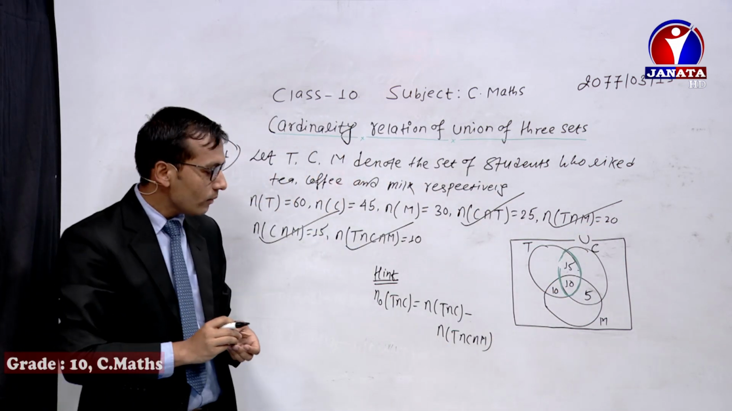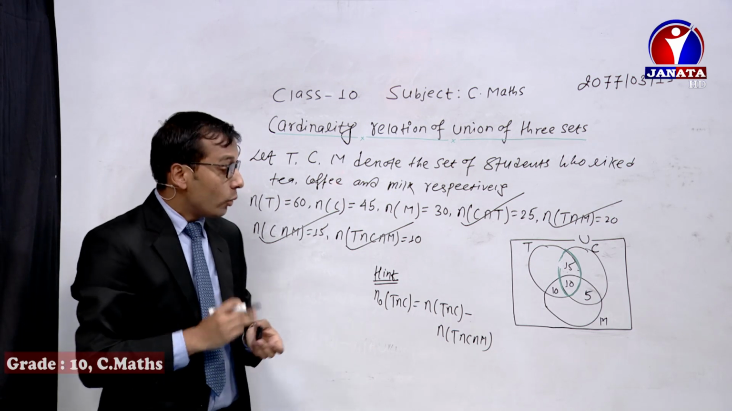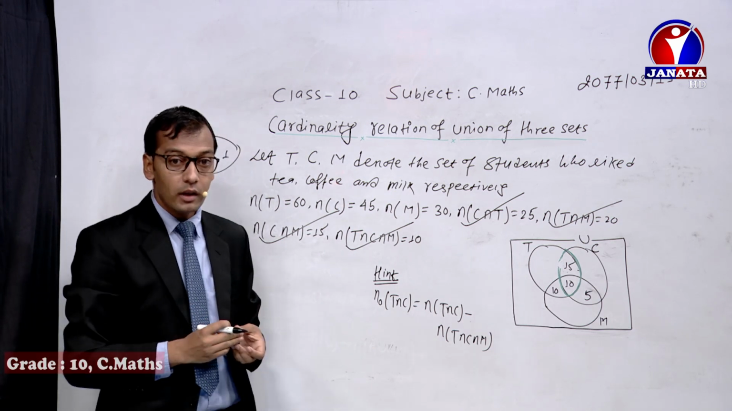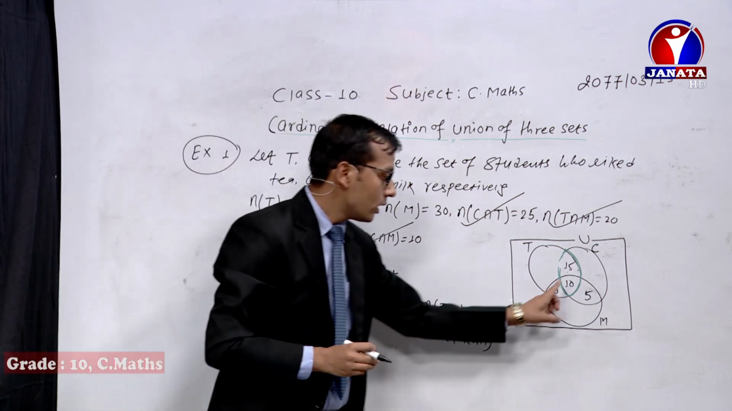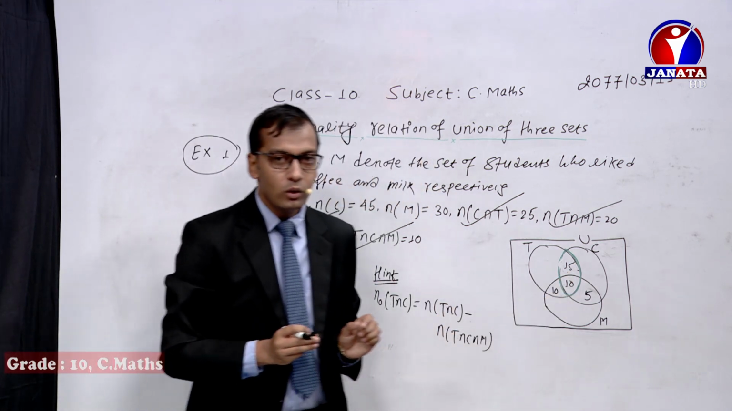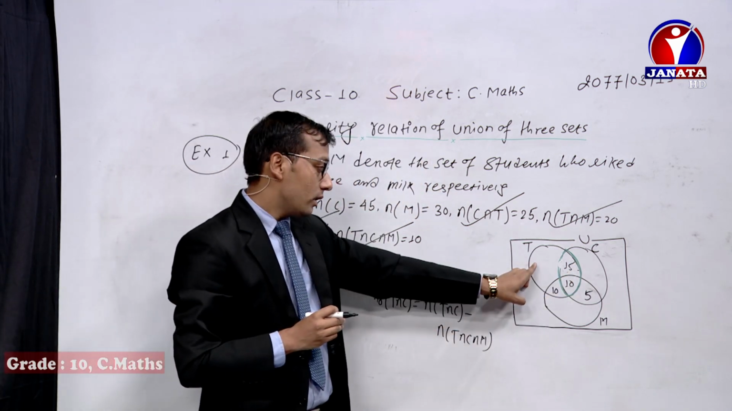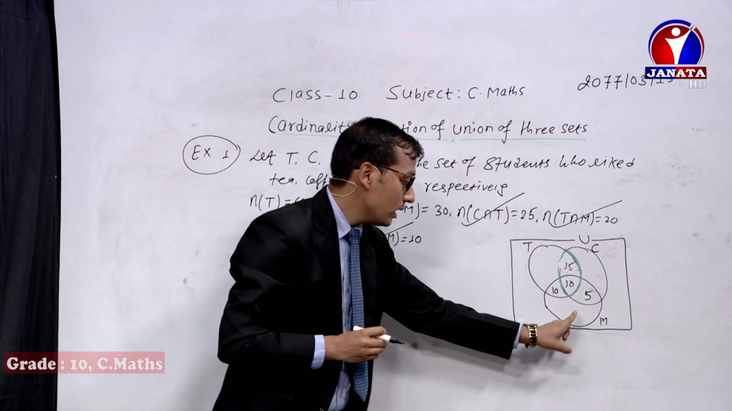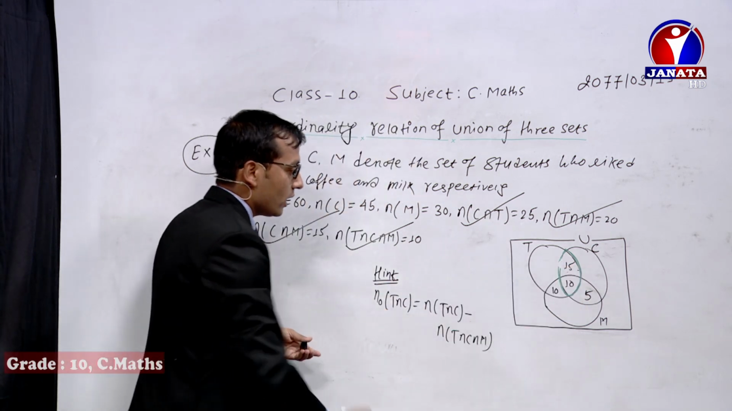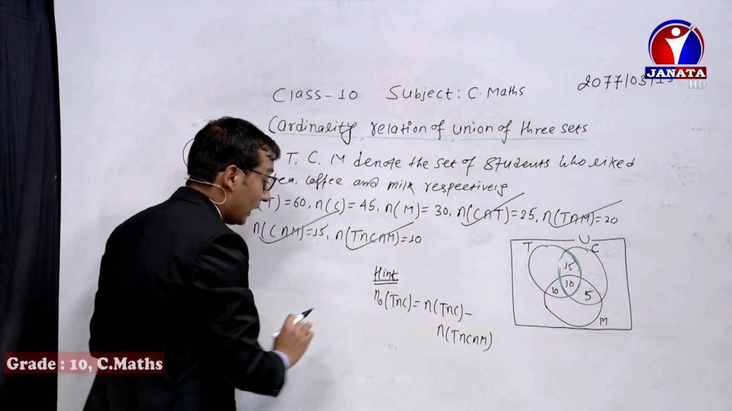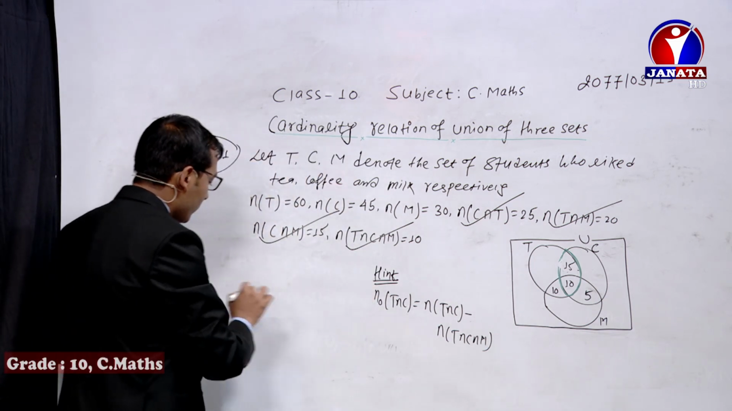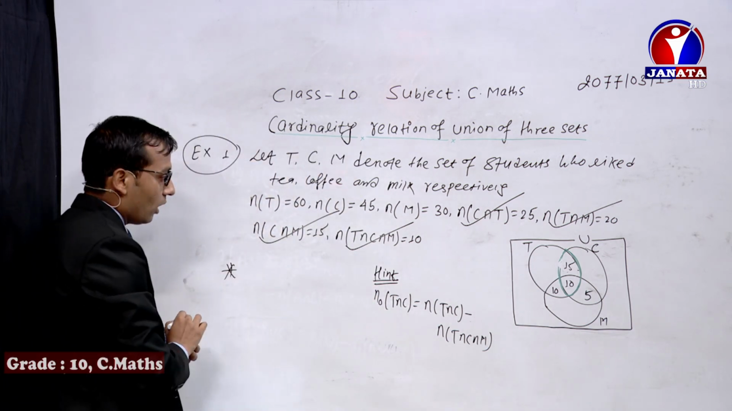Now we can see we have filled the numbers in 4 different regions: 1, 2, 3, 4. Now we need to fill the numbers in only T, only C and only M. What is only T? Look at the hint. How can we find the number for only T?